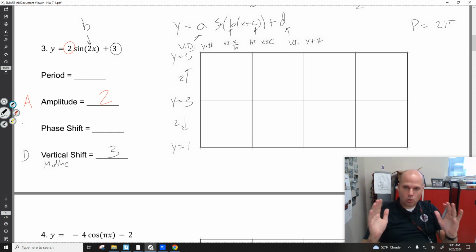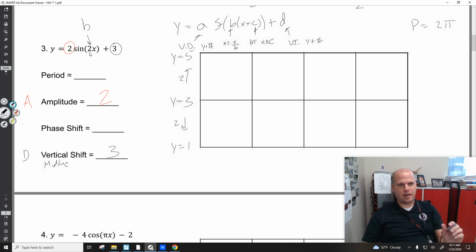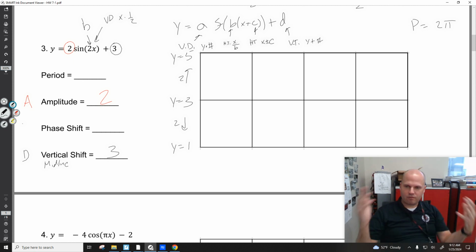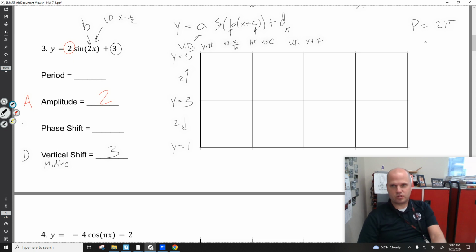Well, what is this horizontal dilation going to do? Well, it's not going to take your x's and multiply them by 2, but you are going to take these x's and multiply them by a half. What happens is we will take our period of 2 pi, multiply that by a half, and realize, oh, my period of this new graph is going to be pi. And I'm going to go to Desmos to show you.